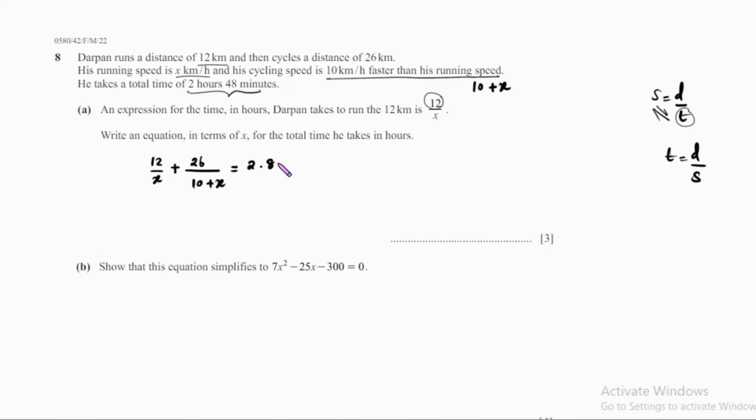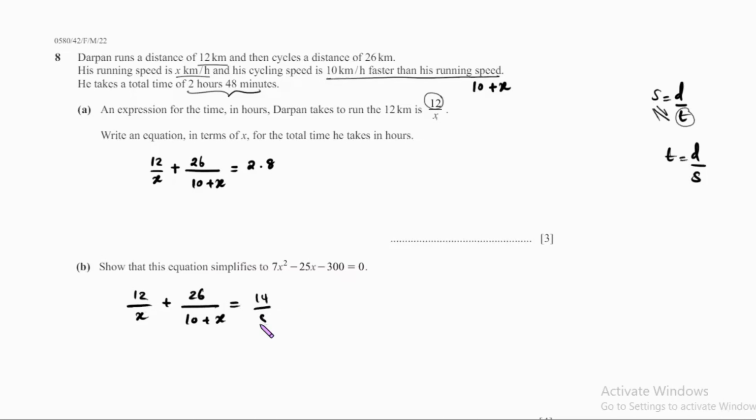The next one is, show that this equation simplifies to 7x squared minus 25x minus 300 is equal to 0. So now if I'm to do this part of the question, I'm going to first consider the fractions that are given here. I'm going to write that again. 26/(10 plus x) is equal to this 2.8 that I have here. Or I can even write this 2.8 in the form of a fraction as well, because 2.8 as a fraction is equal to 14/5 that we got. So I'm going to write it as a fraction because that is much easier.